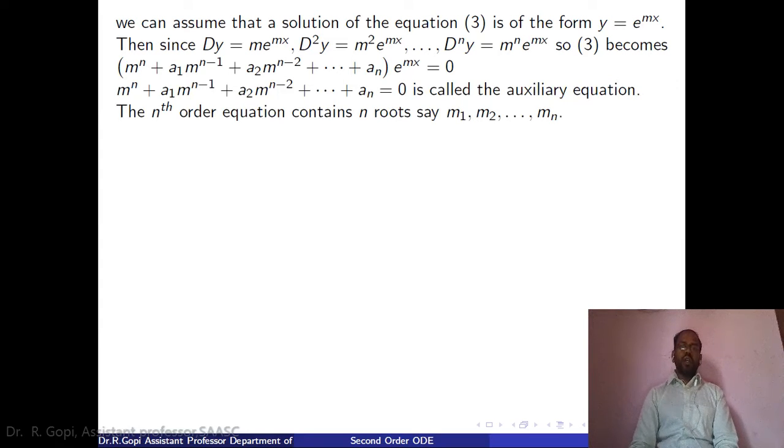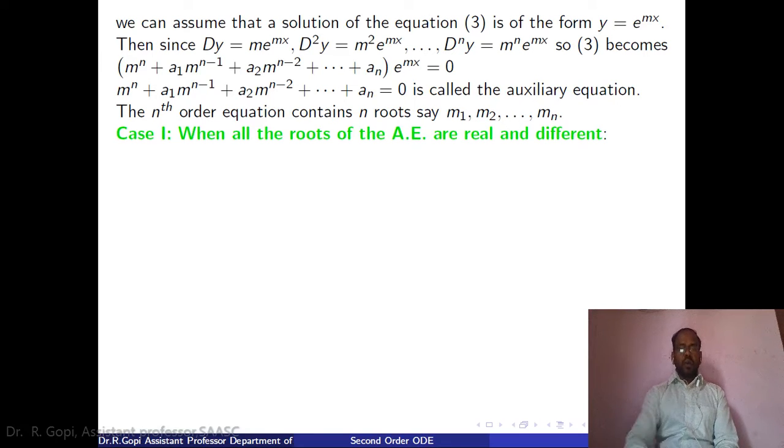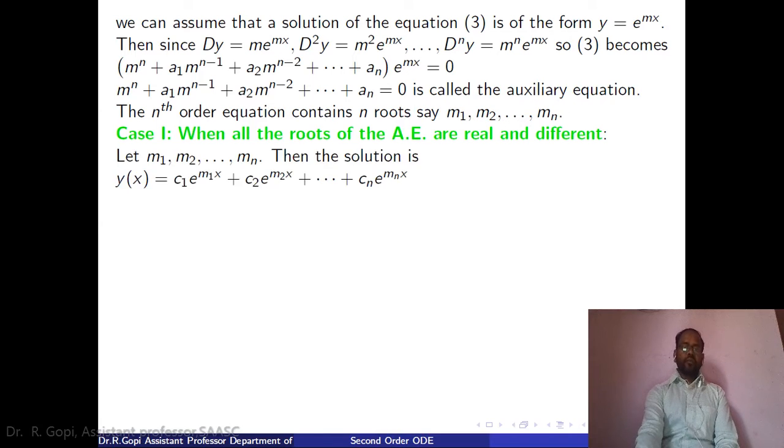So the nth order equation contains n roots. Say we have to consider the roots m1, m2 and so on to mn. Case 1: when all the roots of the auxiliary equation are real and distinct, or different. Let the roots be m1, m2, etc., mn.